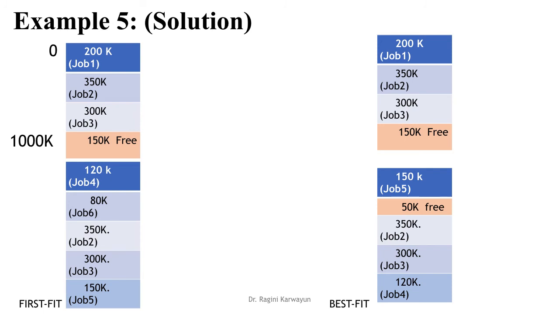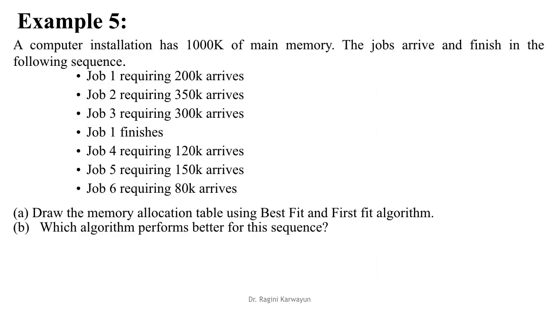Now we will see what happens in best fit. The first case, when job 1, job 2 and job 3 arrive, will be similar to first fit. Job 1, सबसे पहले job 1 asks for 200, तो 200K space will be allocated to job 1, then 350, then 300, so 150K is free. Now the fourth job 1 leaves, leaving the 200K partition free.